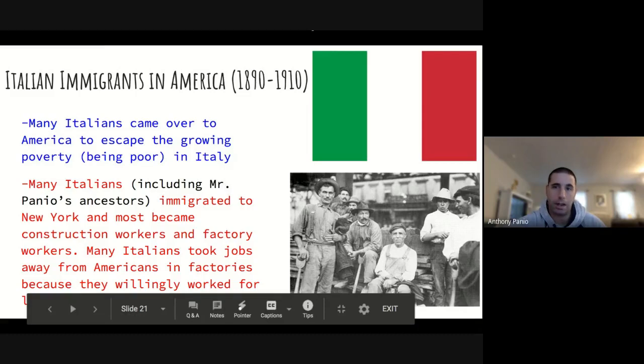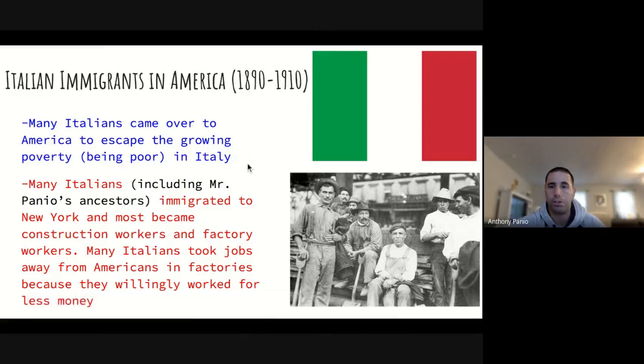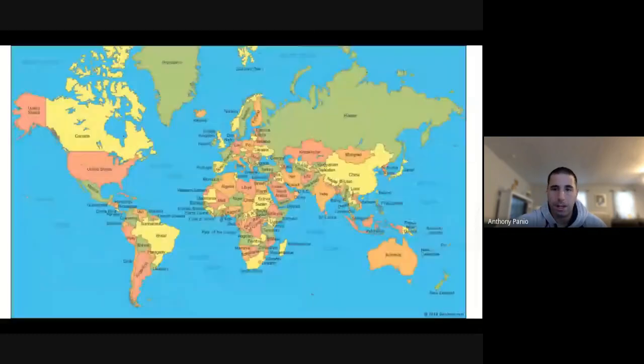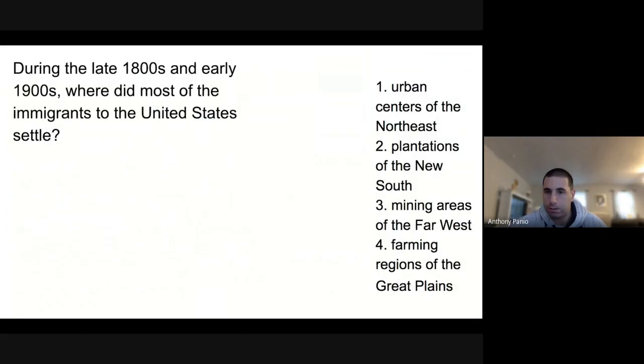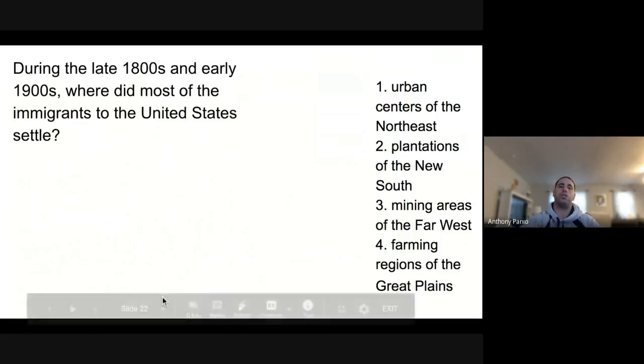So we have two groups, the Irish and the Italians, both groups coming from Europe. Most of them, I'm just going back to here, would sail into New York City, into Ellis Island, which we'll talk about in about 5 minutes. We'll look a little deeper at what Ellis Island was all about. The last group we're going to look at are the Chinese. But before that, let's do this Regents question.